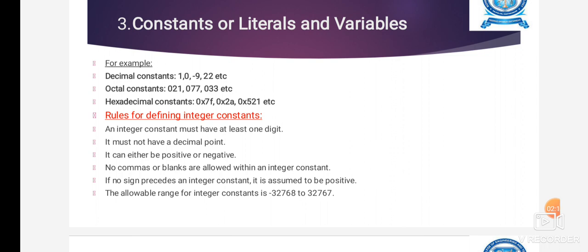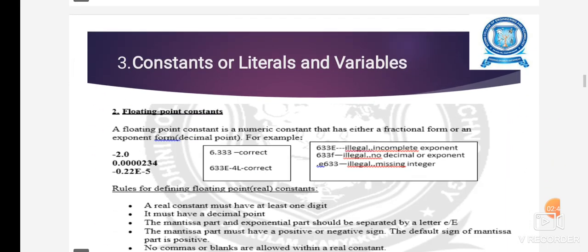So here are some rules followed in integer constants. First, an integer constant must have at least one digit, and it must not have a decimal point. It can be either positive or negative. No commas or blanks are allowed within an integer constant. If no sign precedes an integer constant, it is assumed to be positive. The allowable range for integer constants is minus 32768 to 32767.